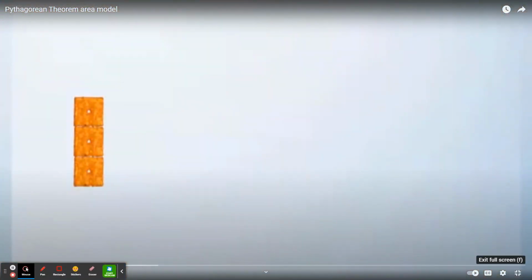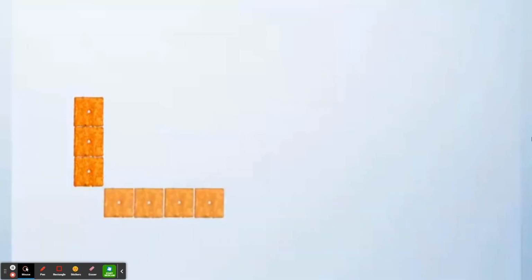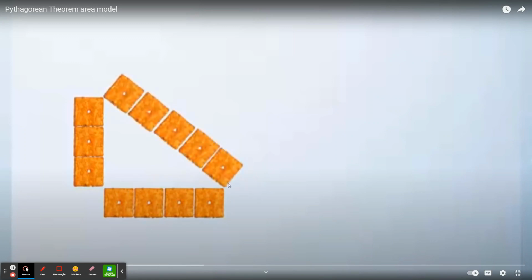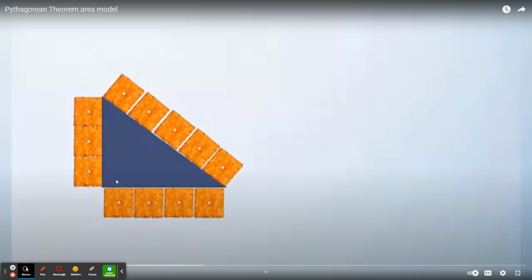All right, not to make you hungry or anything, but if you have some Cheez-Its, go ahead and grab a box of them. I want you to line up 3 Cheez-Its going this way and 4 Cheez-Its going this way. Then after that, stick 5 Cheez-Its that way, the diagonal. And you'll notice that this forms a right triangle.